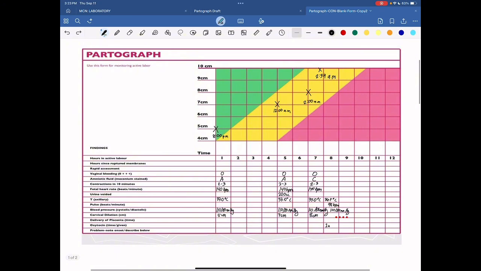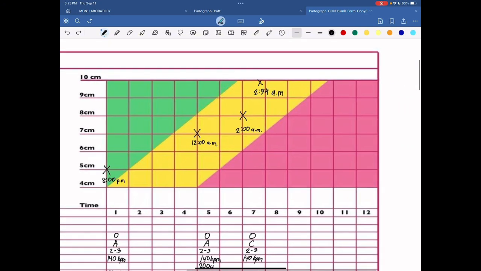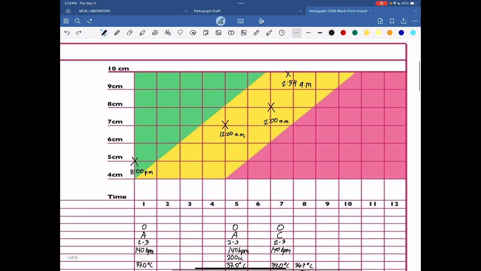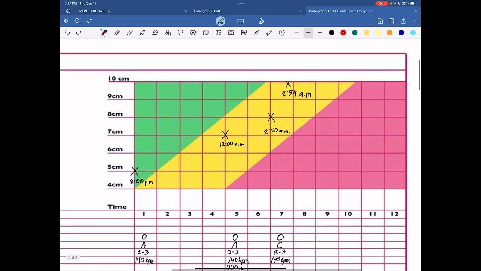Okay, so let's now focus on Jenny Kim's progress of labor. After plotting all the dilation and the time, we can now connect all the plots. Let's use a red pen to visualize it better, starting from 8 p.m. Let's connect it to 12 a.m., and then 12 a.m. to 2 a.m., and then again 2 a.m. to 2:54 a.m. Now let's mark the X because it was erased.